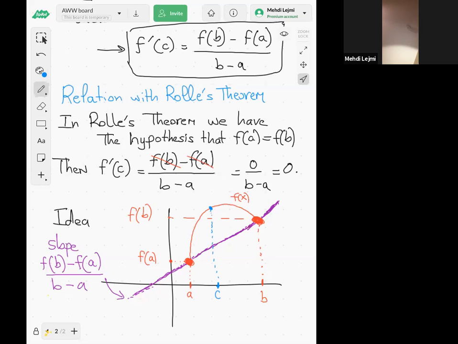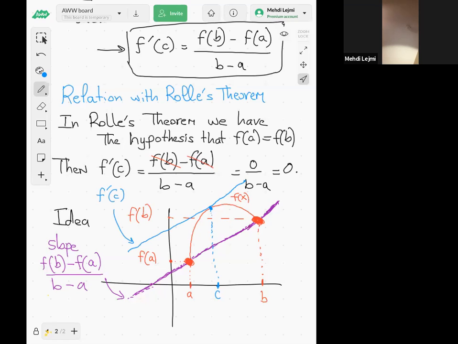And remember, what's the interpretation of f prime of c? What's the interpretation of the derivative at a point? That will be the slope of the tangent line. So this f prime of c is the slope of the tangent line to the function f at c, right? So you see this tangent line to f of x at c. The slope of this tangent line is exactly my f prime of c.